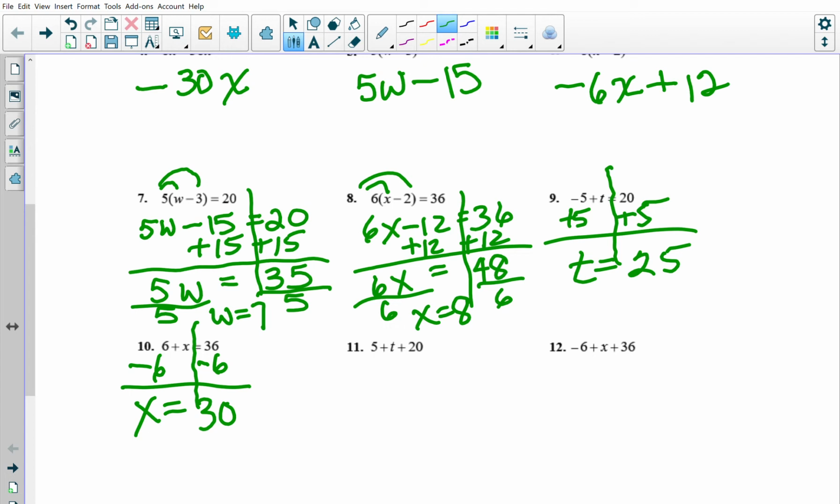Number 11, this is an expression. I have 5 plus t plus 20. So the like terms are the numbers, so I will have t plus 25, or 25 plus t. Number 12, we're going to simplify the expression by combining the constants. So I have x plus 30, or 30 plus x, either way.